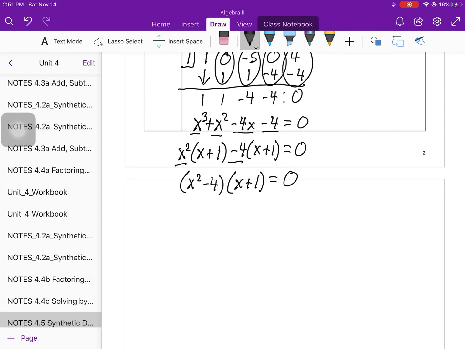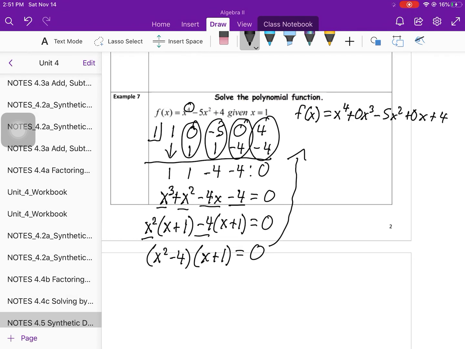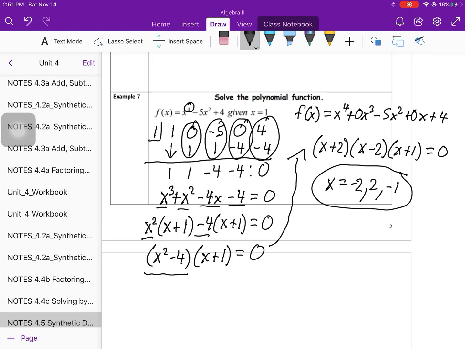And then you have to be able to recognize, x squared minus 4, this part right here, that's a difference of squares. So we can write that as x plus 2 and x minus 2. And we still have the x plus 1. But now that we have it into these three different binomials, we can solve for these really quickly because it's just the opposite for each of them. We get negative 2, positive 2, and negative 1 are the solutions to this problem.